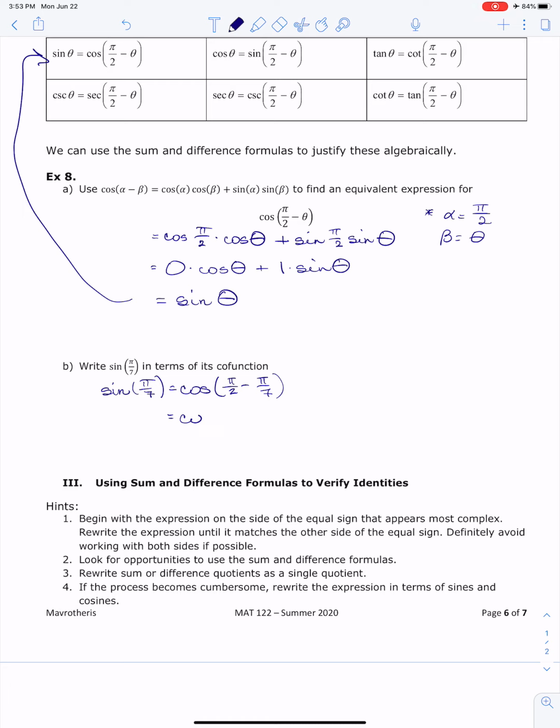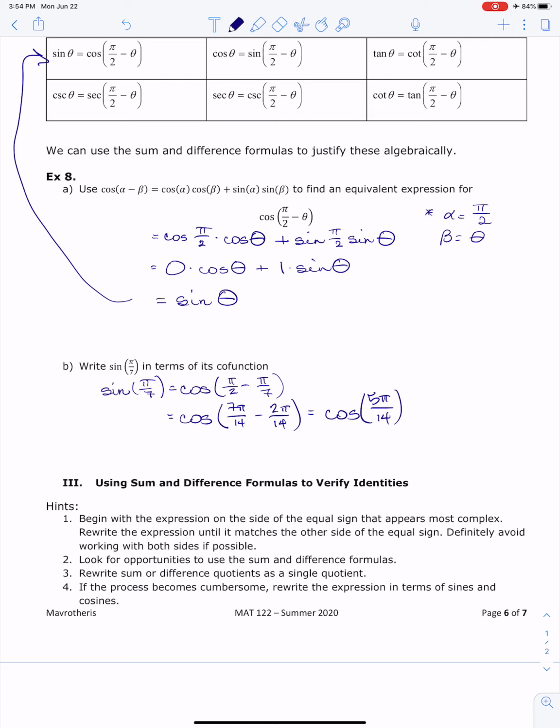We need a common denominator before we can subtract those. 2 and 7 are relatively prime, which means we have to multiply them by each other to get 14 in the denominator. So I get 7 pi over 14 minus 2 pi over 14, which gives us the cosine of 5 pi over 14. And that is all this is asking. Write that in terms of its cofunction. Cosine and sine are cofunctions. Pi over 7 and 5 pi over 14 are complements.